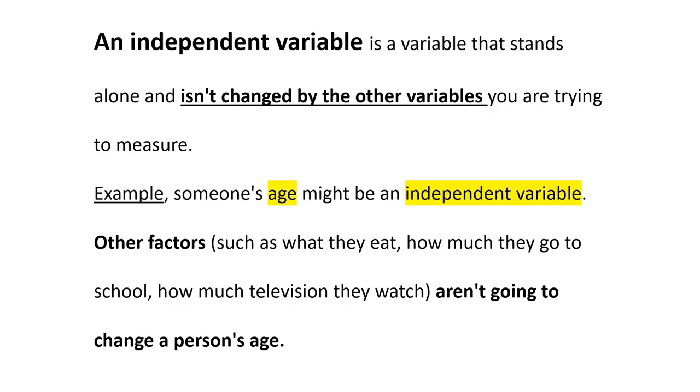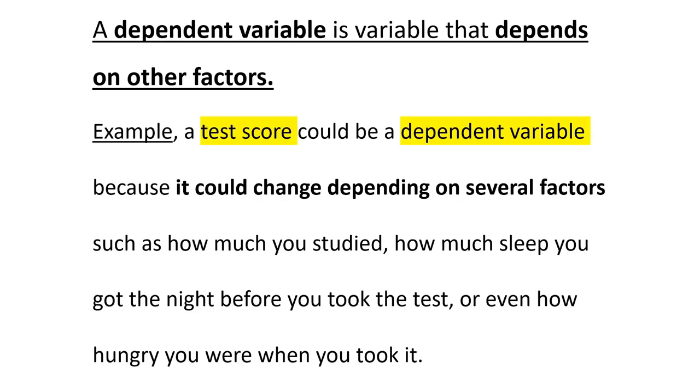to measure. For example, someone's age might be an independent variable, as other factors such as what they eat, how much they go to school, how much they watch television, aren't going to change a person's age. So this is why age is independent, it's standing alone, it will not be changed depending on the other variables. A dependent variable is the opposite: it's a variable that depends on and will change depending on other factors or variables.